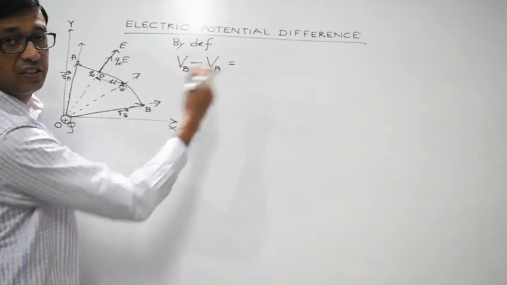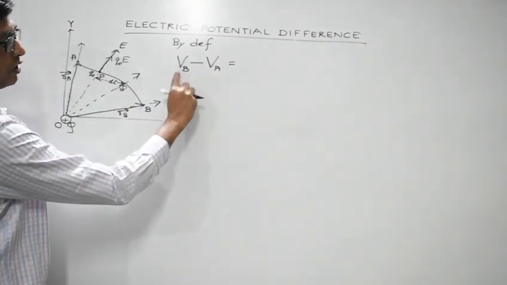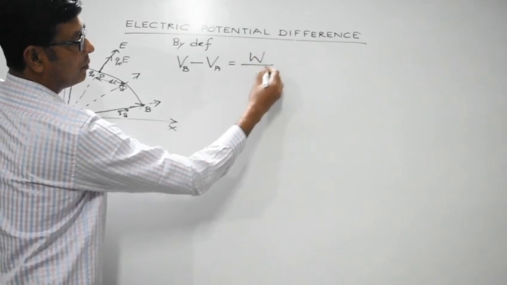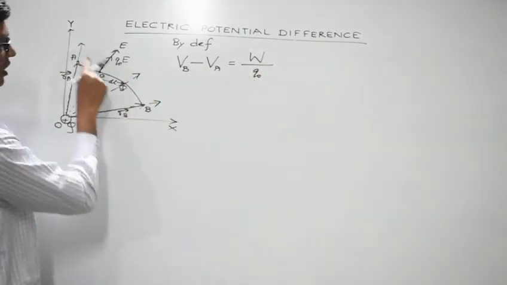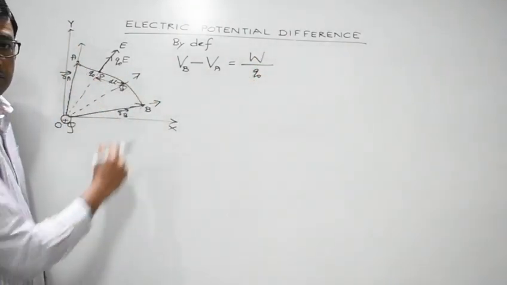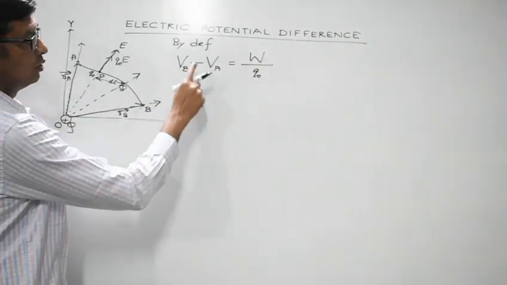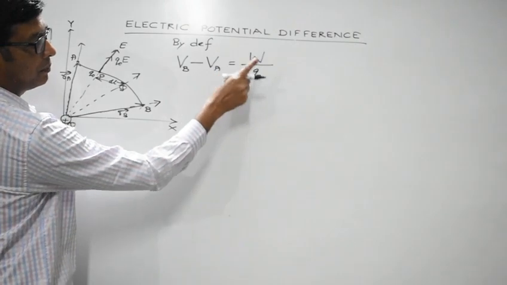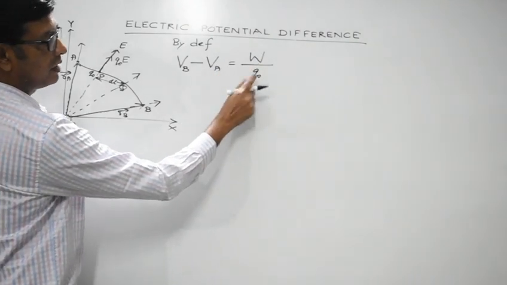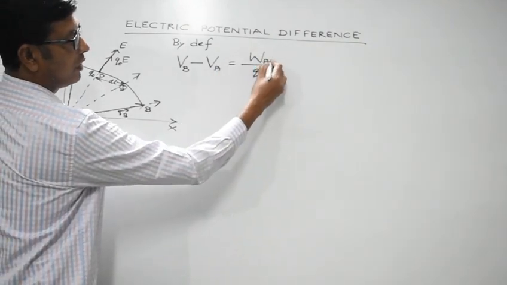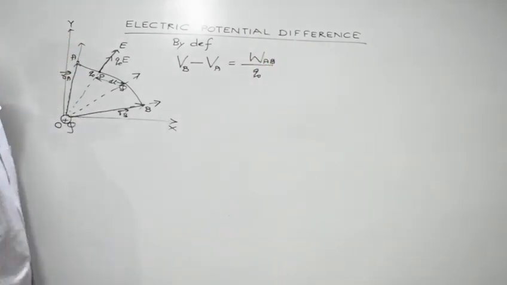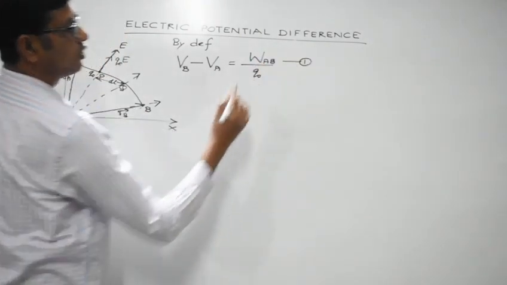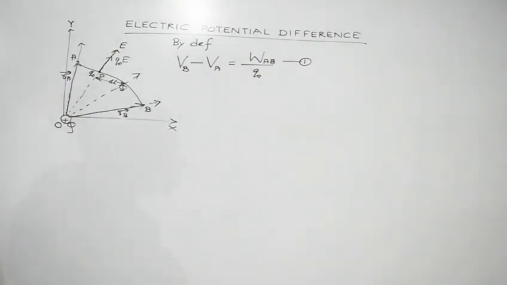Final minus initial. So the potential difference between the two points A and B is defined as work done per unit charge. This charge is to be moved from one point to another. So the potential difference between the two points is defined as work done per unit charge in moving this charge between these two points without any acceleration. This is the definition of potential difference.